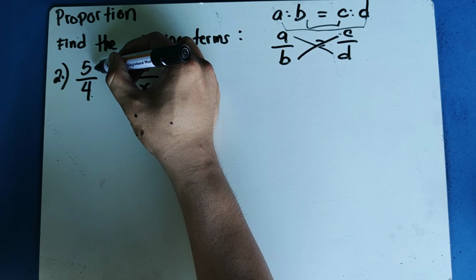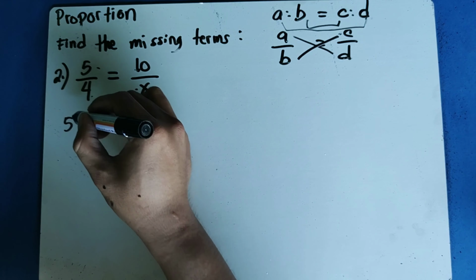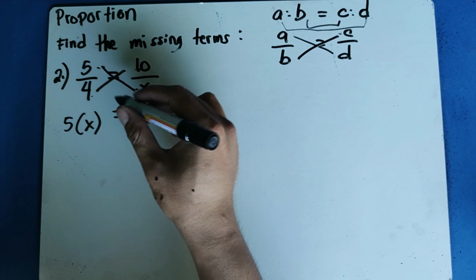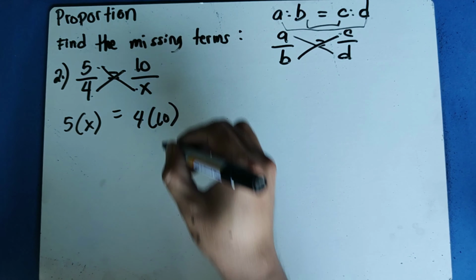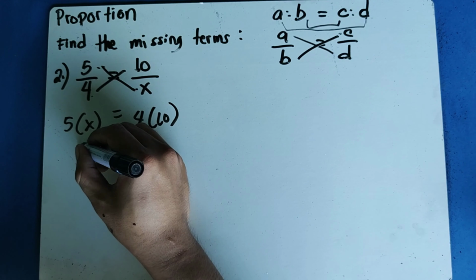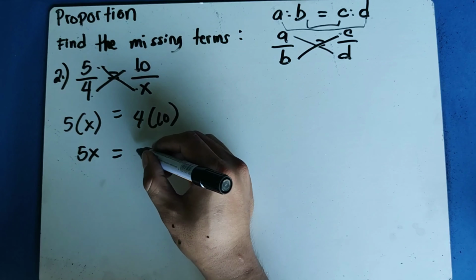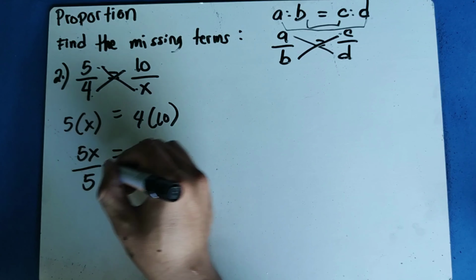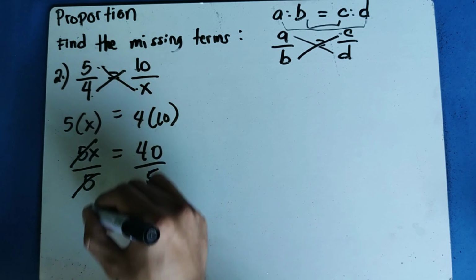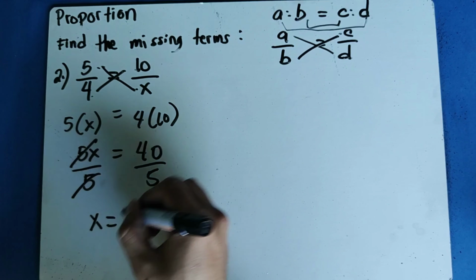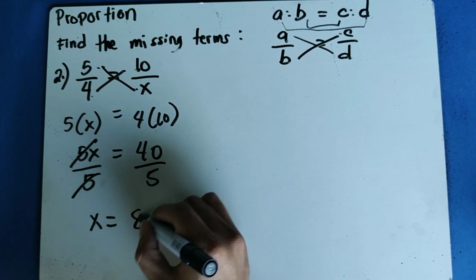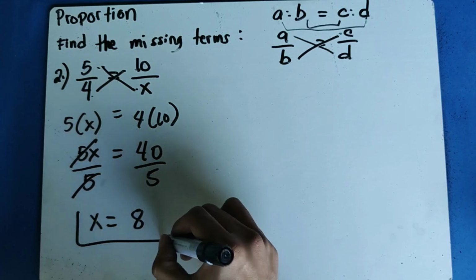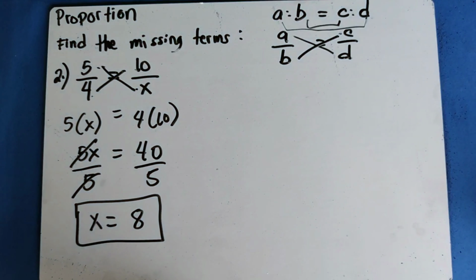So 5 times x, cross multiplication, is equal to 4 times 10. 5 times x, the result is 5x. And 4 times 10, the result is 40. So divide both sides by 5 to find the value of x. So we can cancel out 5. x is equal to 40 divided by 5. The result is 8. Therefore, the missing term is 8.